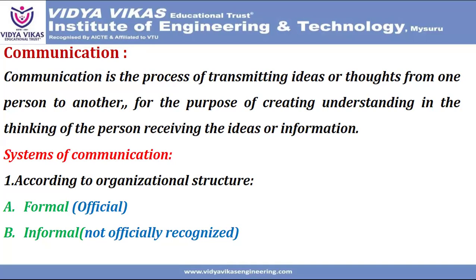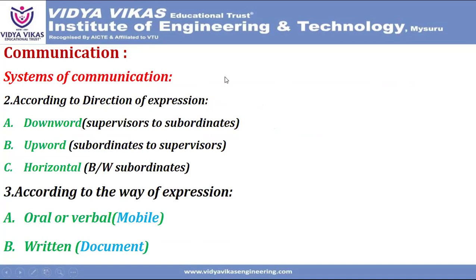In communication, there are multiple systems of communication according to organizational structure: formal communication and informal communication. Formal communication is nothing but official communication. Informal communication is not officially recognized, not official communication. The second type is according to the direction of expression: downward, supervisor to subordinates; upward, subordinates to supervisors; horizontal, between the subordinates. According to the way of expression: oral or verbal communication, and written communication. For example, oral communication is mobile communication; written communication is a letter or document.